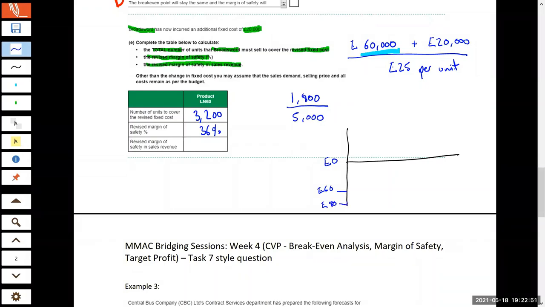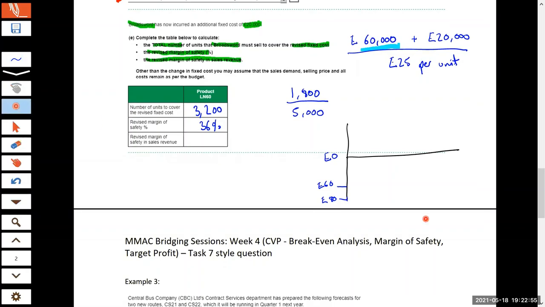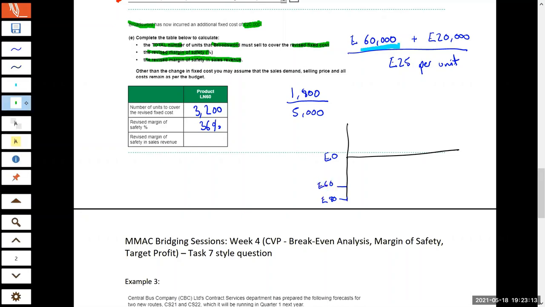So we're down here, we're at our starting point at no units of production. We've gone no distance along here. We're at 80,000. We did start off at 60,000. So previously, in the previous example, we started off at 60,000 and had a contribution rate of £25 per unit. But now we're going down a little bit, so we're having an extra £20,000 of fixed cost. We're still contributing at £25 a unit.